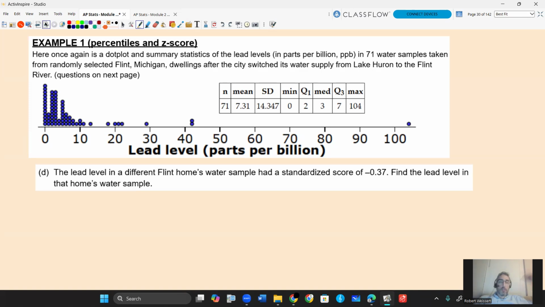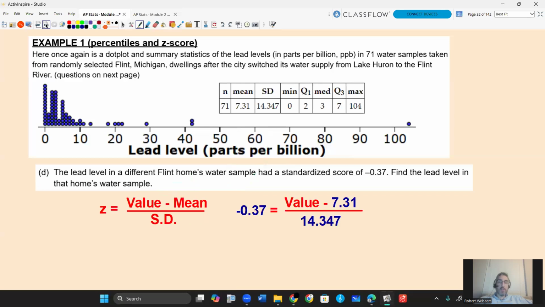All right, letter D. The lead level in a different Flint home's water sample had a standardized score of negative 0.37. Again, remember that's Z-score when you see standardized. Find the lead level in that home's water sample. So this is, again, another working backwards. Remember the Z-score formula is value minus mean divided by standard deviation. But in this case, we have the Z-score. So what we have to do is plug in the mean, plug in the standard deviation, and solve for the value. A little bit of equation solving will get you the answer here. So see if you can set that up and solve it.